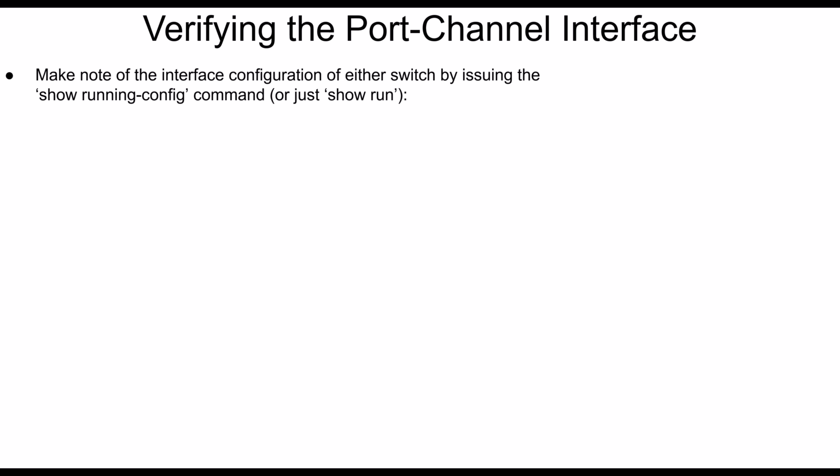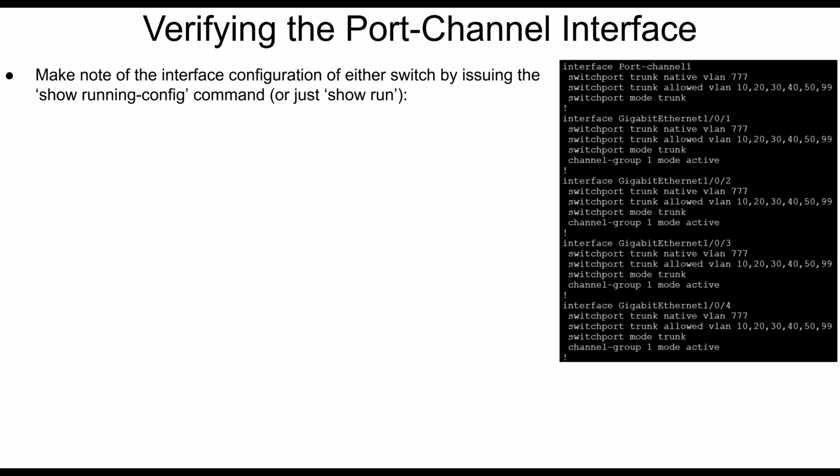Verifying the port channel interface. Make note of the interface configuration of either switch by issuing the show running-config command or just show run. And I cut out a lot of the information that's not pertinent to this slide, but if I went down a little bit into the running configuration and snipped this little bit of information here. At the top, you can see where we have interface port channel 1 and everything that's configured for it.